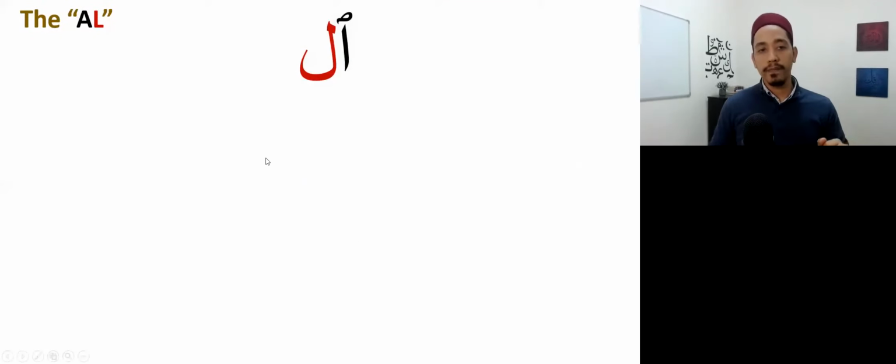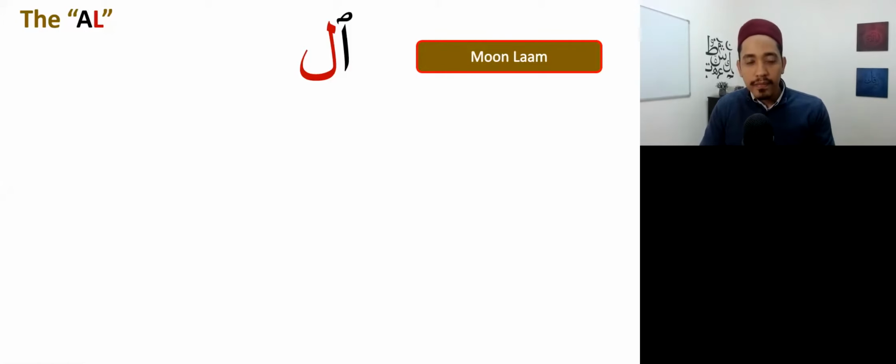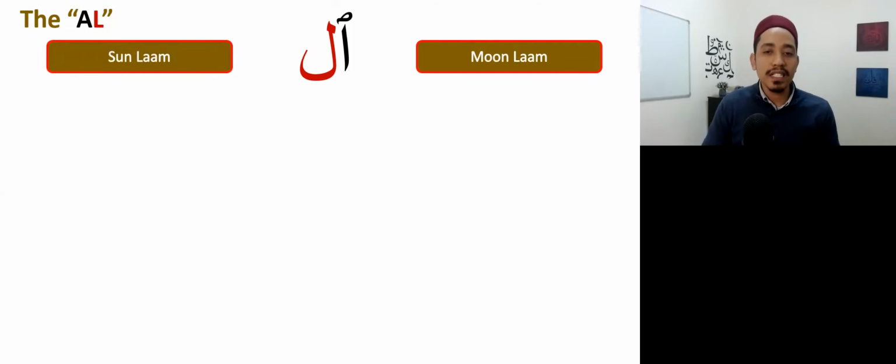So let's look over here. The Al. The lam in the Al combination can be divided into two types of lam. And we're going to give them names. These names are not important for you right now in terms of the names itself, but the names will become very important later on if you're going to learn Arabic or further your studies even in Tajweed. You need to know these terminologies. The moon lam and the sun lam.